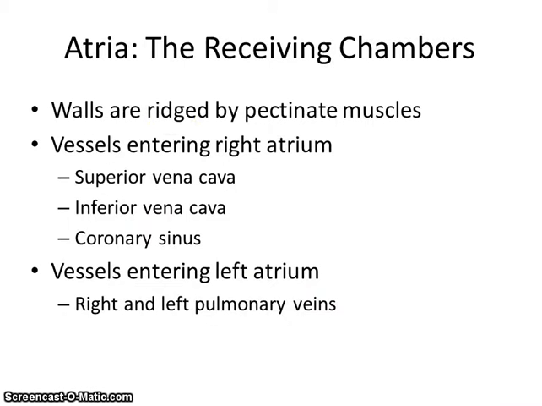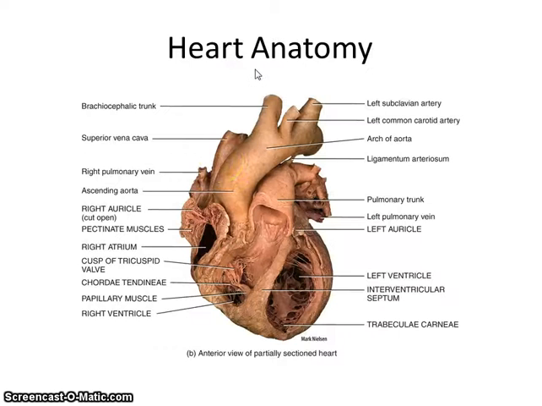Okay. So in your atria, those walls are ridged by pectinate muscles. Pectinate has to do with a rooster, so think of a rooster pecking. It has these portions in there. You can see the pectinate muscles right here. They kind of look like veins in the atrial wall.